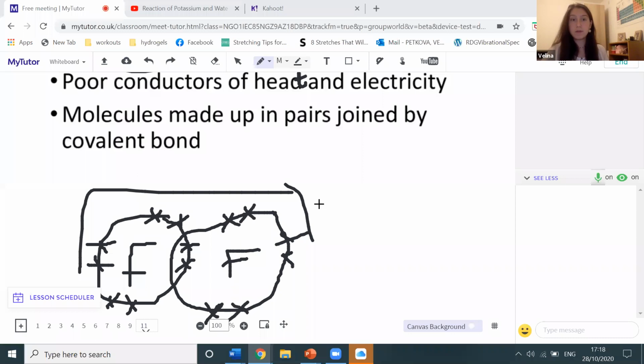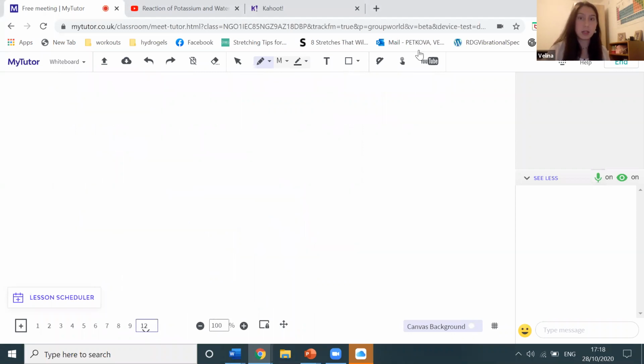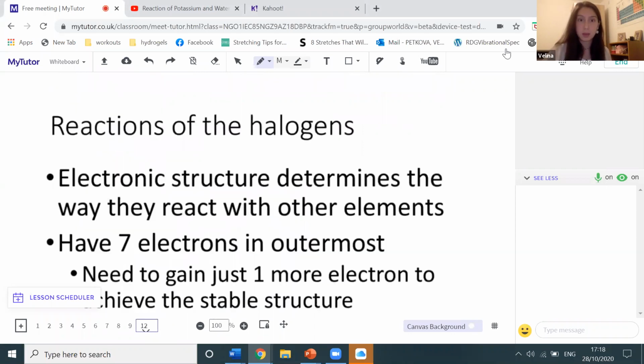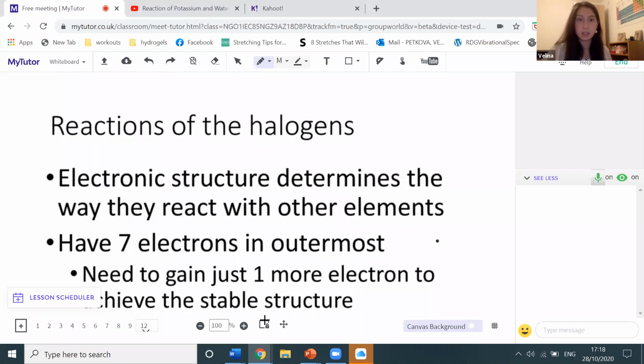Yeah, so an element of group 1 can react with group 7. That's a very common reaction because obviously group 1 wants to lose an electron and group 7 wants to gain an electron. So this topic is on group 1 and group 7 elements. Okay, let's carry on with reactions of halogens.